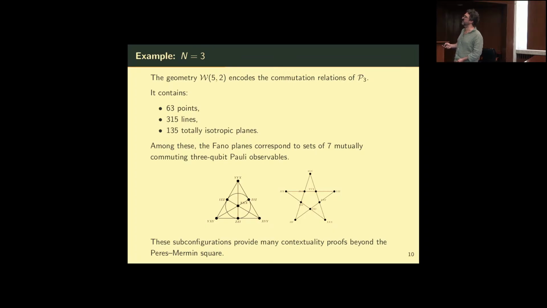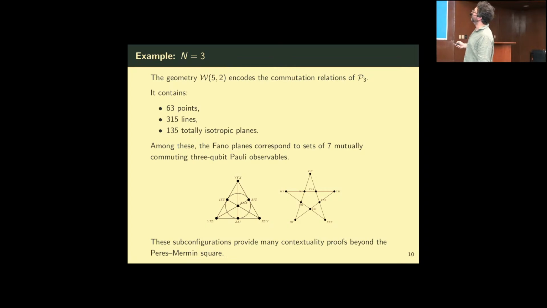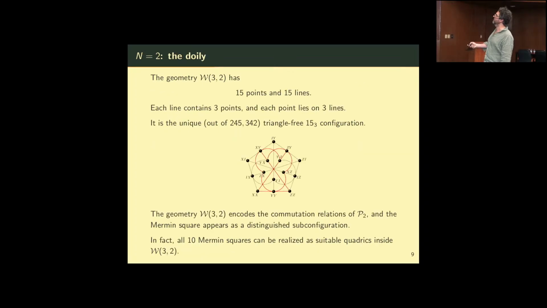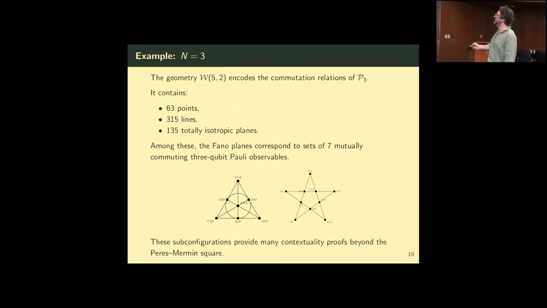So here's an example. I'm sorry, it's a little bit small, but you see the operators YYX, ZIZ, and XYY. You can check that they all mutually commute, and this is a line. This circle here is a line. Everything which connects 3 points is a line. So here it's the same. In the Fano plane, this circle here is a line. And in fact, everything is commuting here.